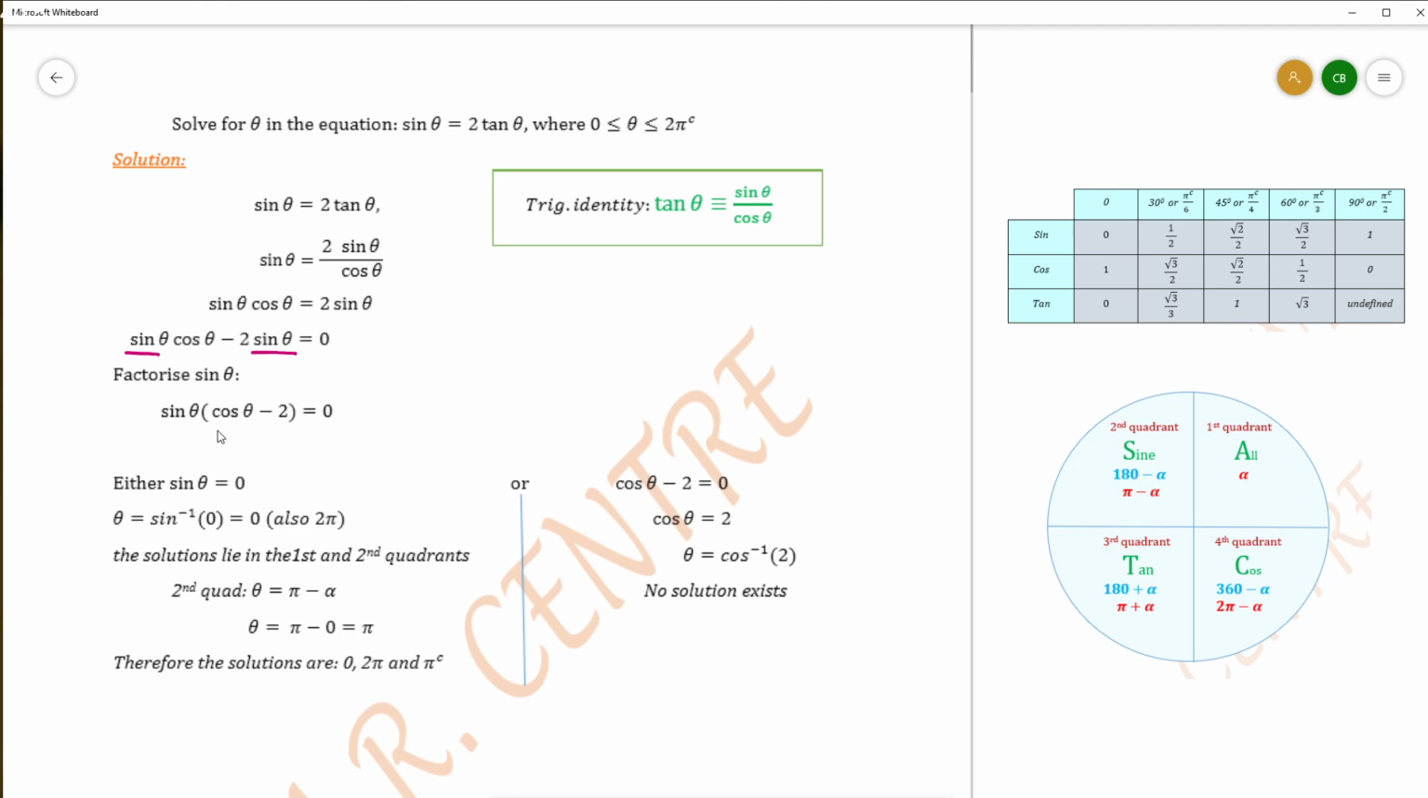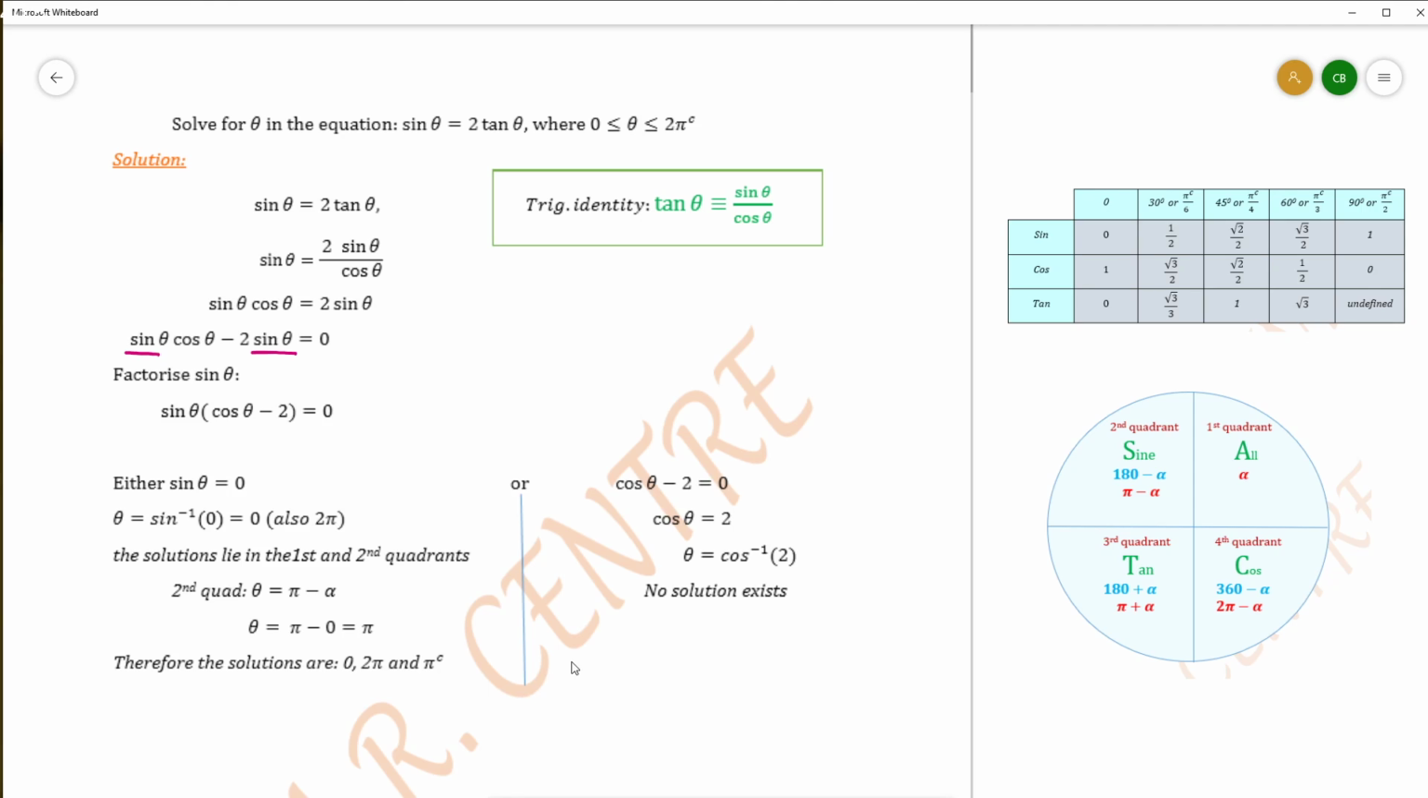Now let's look at the second part, cos theta minus 2 equals 0. If we have cos theta minus 2 equals 0, then cos theta equal 2, so theta equal cos inverse of 2. If we put this into our calculators, we will get error. So that means that no solution exists for this part of our question. So therefore, our only viable solutions would be what we got on this half of it, which would be when theta is 0, 2 pi, and pi radians.